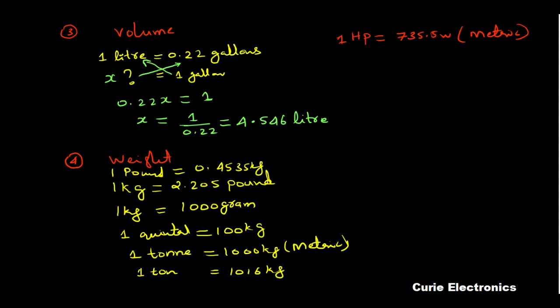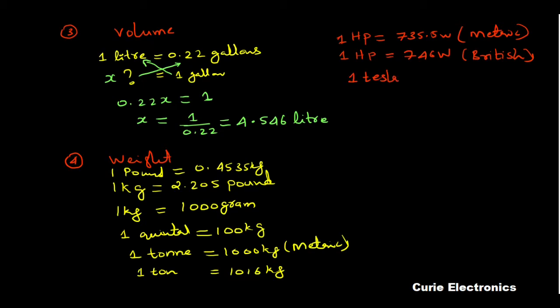So if somebody says 1 HP, it means 735.5 watt. But in Britain they have a different HP: 1 HP equals 746 watt. So unless they specify that it is the British system, 1 HP means 735.5 watt.